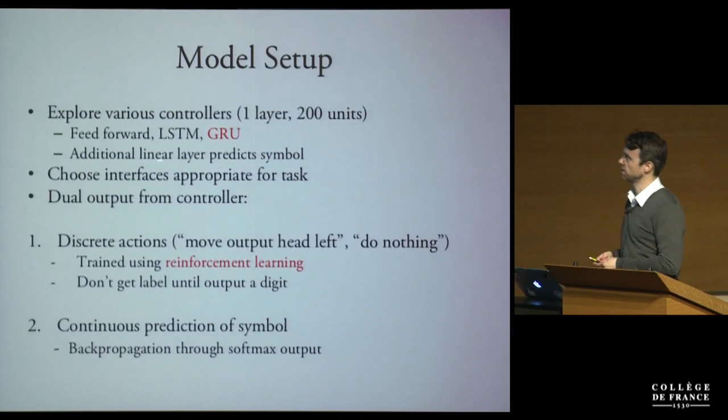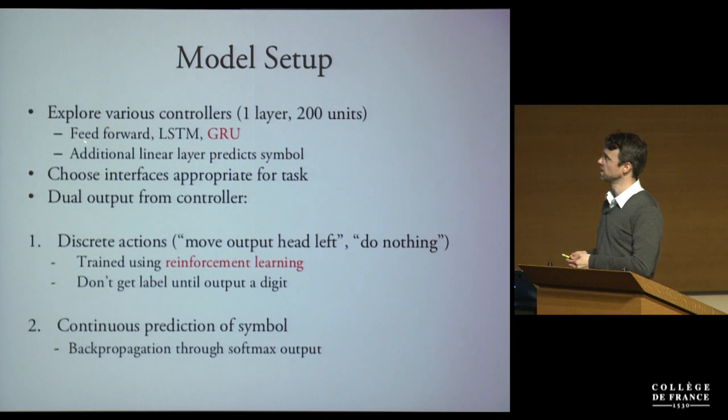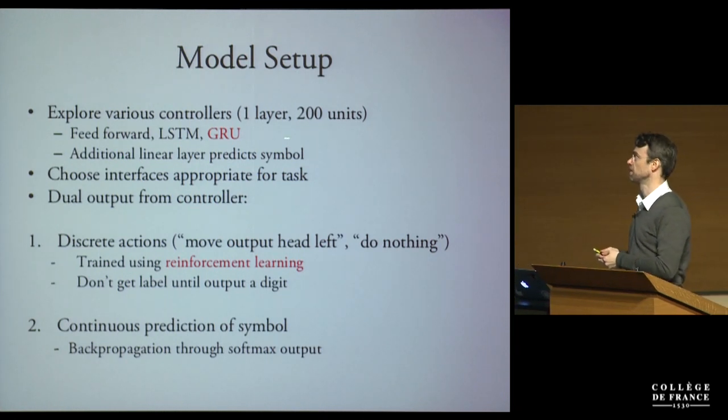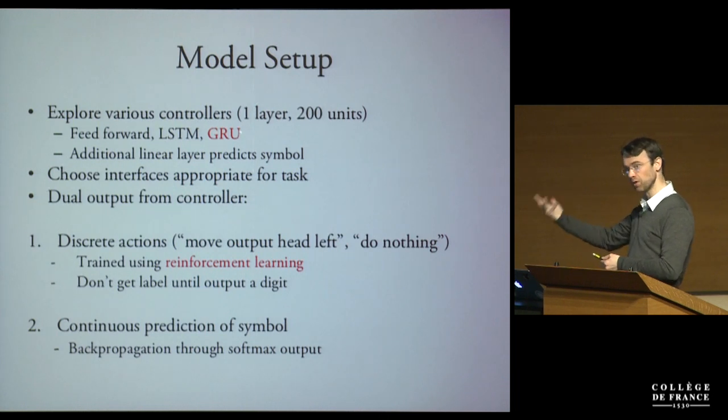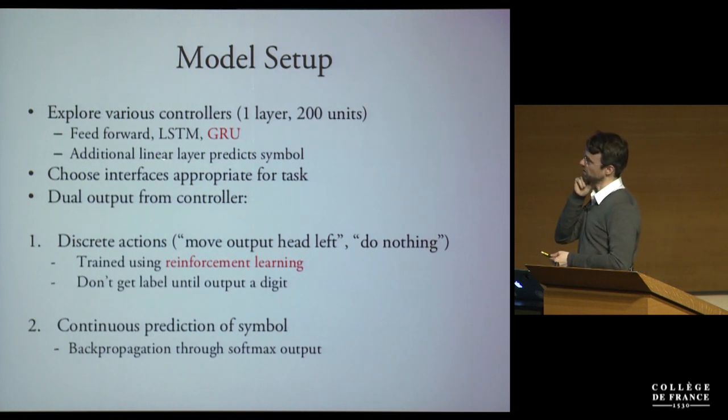So the controller is a gated recurrent unit model from Kyunghyun Cho. This is a sort of simplified version of LSTM. So it's not a very complicated model. And actually, it turns out that you don't want to have too complicated a model for the controller. It's very easy to overfit and come up with overly complicated algorithms, essentially. And on top of that, we've got a simple linear layer that will predict the output symbol.